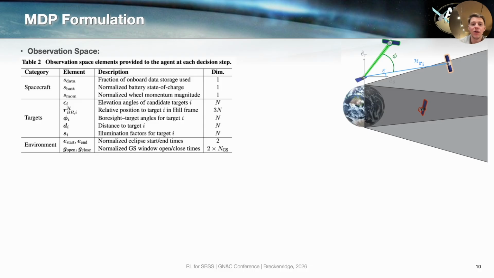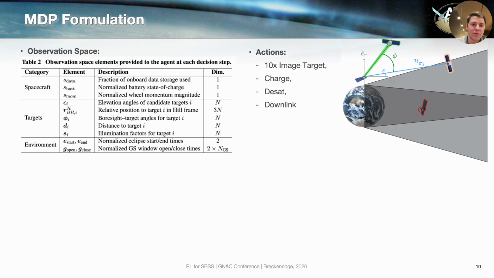So if you're illuminated only partially, as is currently the case for the orange target over there, then you don't have a full illumination factor. Also, we give information on the environment where we're looking at: the eclipse start and end times are provided to the agent, as well as the next two upcoming opening and closing windows for ground stations.